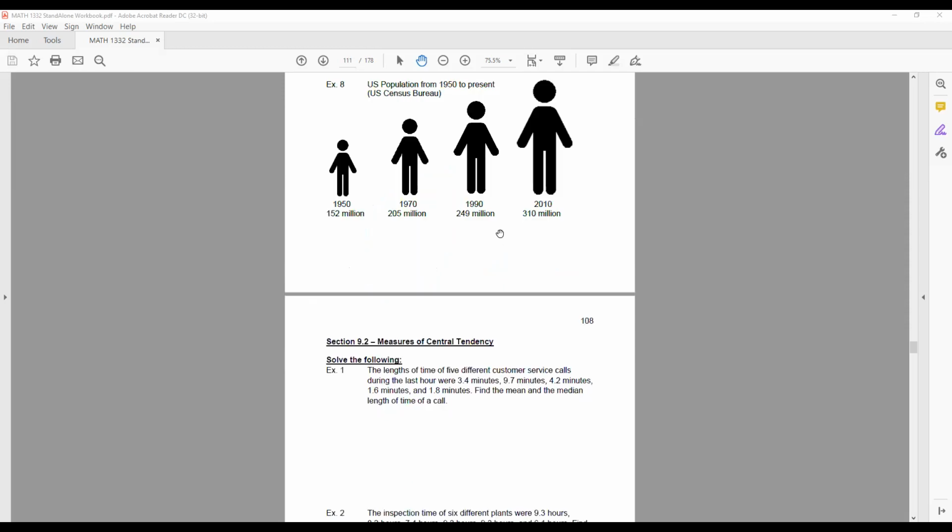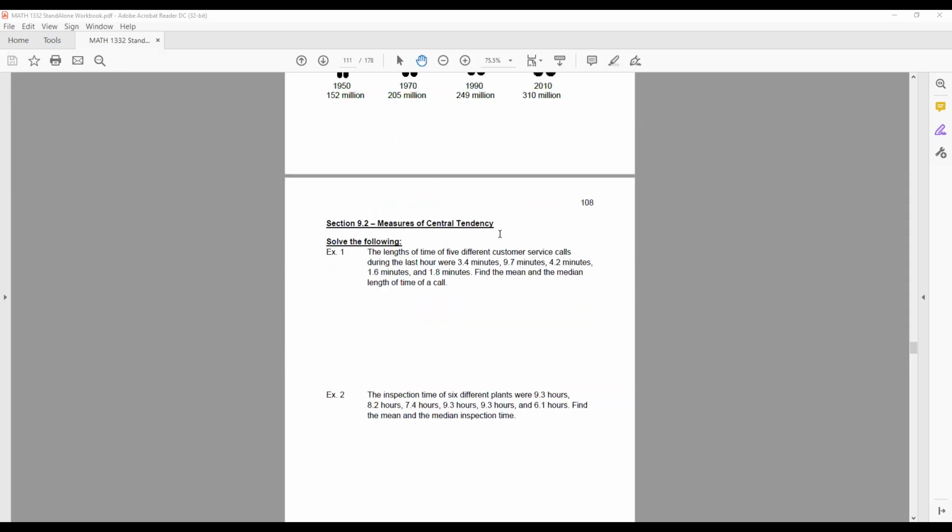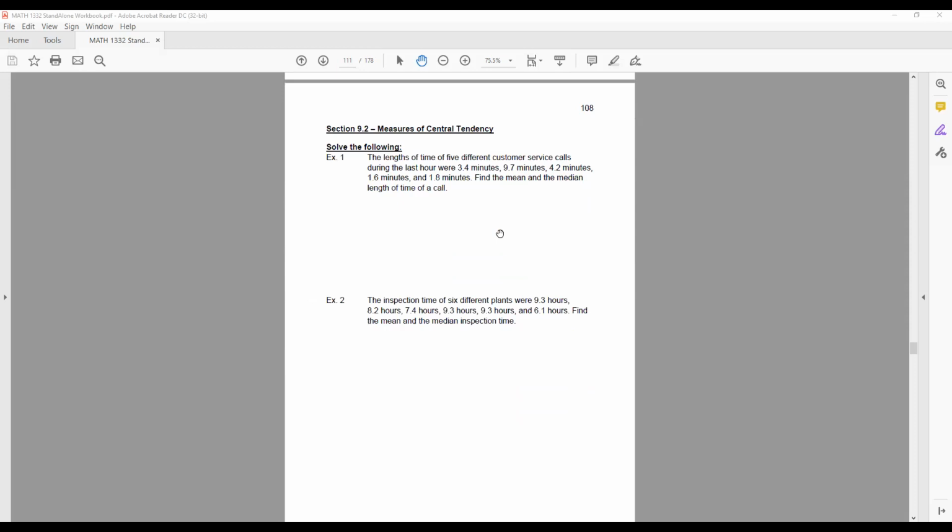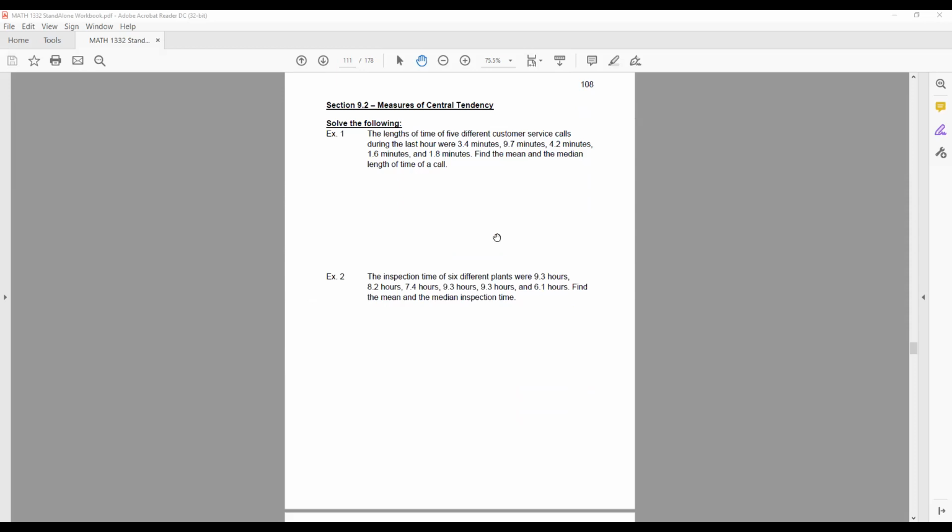Okay, so that's pretty much it for 9.1. Okay. 9.2 is measures of central tendency. So this is when we calculate mean, median, that type of stuff, which can be done on your calculator.